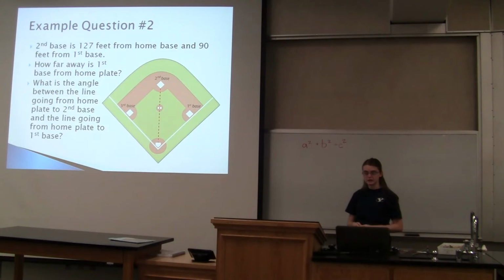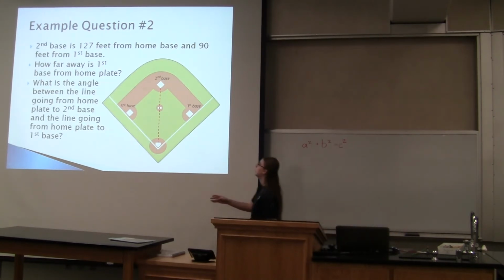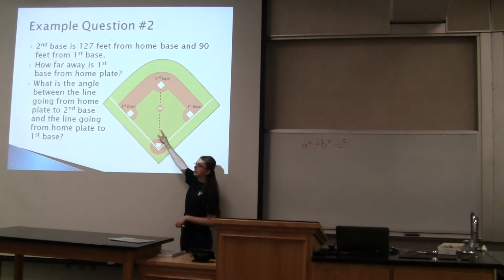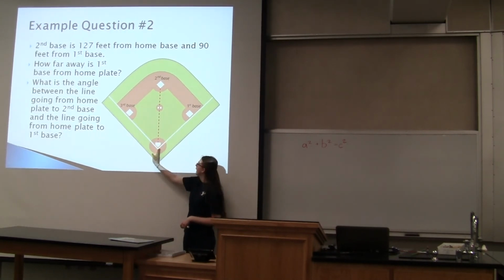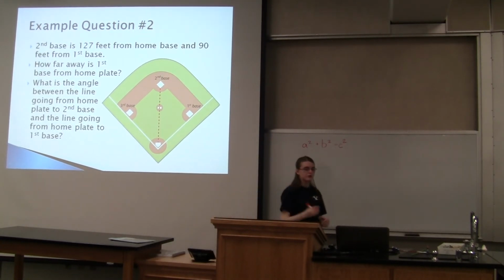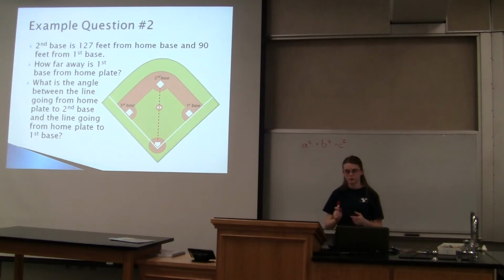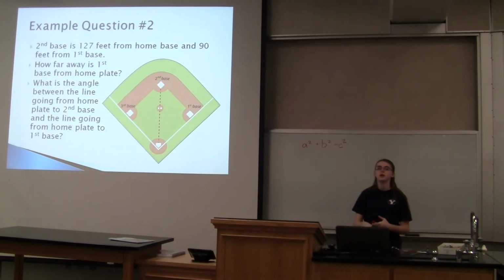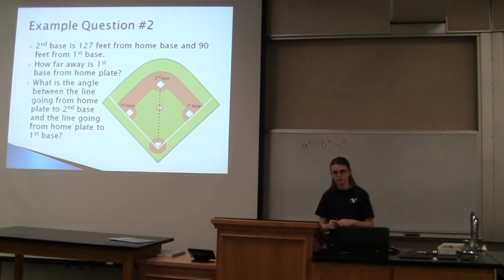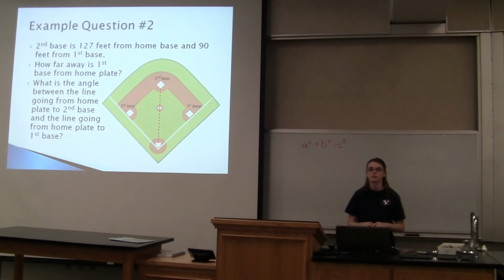Well, can we calculate? We can calculate the line going from home plate to second base, and we can calculate the angle between that line and this line. So how do we do that? Which one of our trigonometric functions are we going to use? We have sine, cosine, and tangent. Which one are we going to use? What do you guys think?